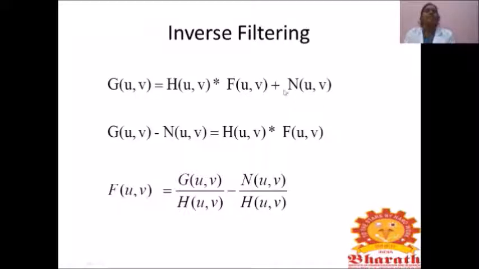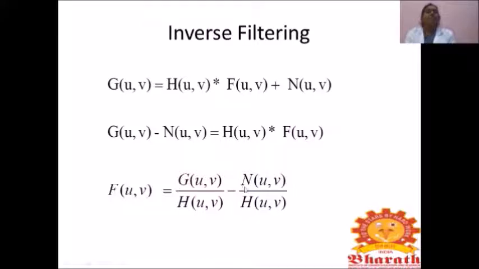For this we have to move all the attributes from one side to the other. First, noise is moved from LHS to RHS, so it changes its sign. G of u comma v minus N of u comma v is equal to H of u comma v convolved with F of u comma v. Here we are going to find F of u comma v. H of u comma v is also moved from LHS to RHS. So F of u comma v is equal to G of u comma v divided by H of u comma v, minus N of u comma v divided by H of u comma v.